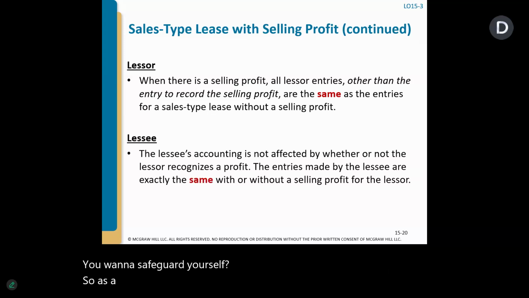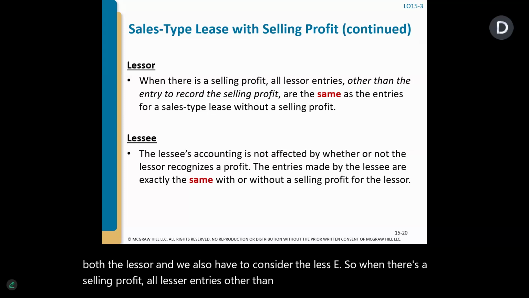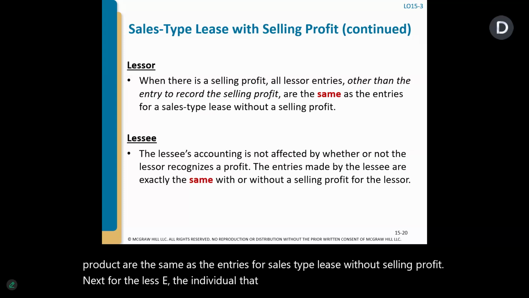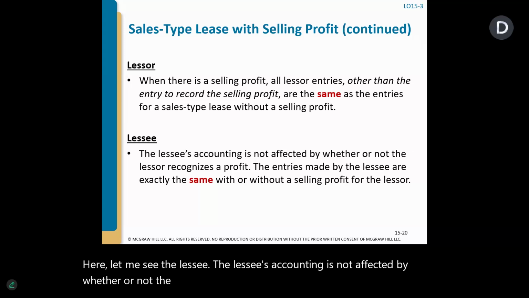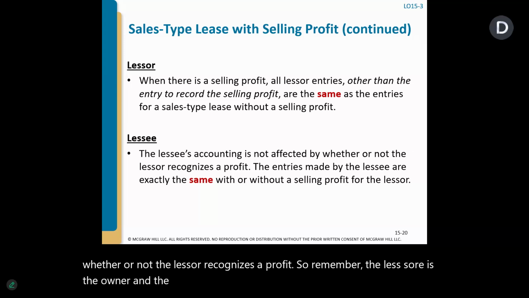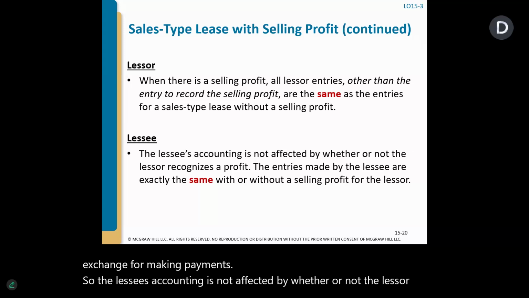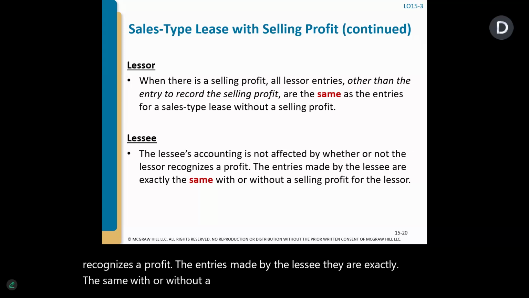As it relates to the sales type lease with the selling profit, we have to consider both the lessor and the lessee. When there's a selling profit, all lessor entries other than the entry to record the selling profit are the same as the entries for a sales type lease without a selling profit. Next, for the lessee, the lessee's accounting is not affected by whether or not the lessor recognizes a profit. Remember, the lessor is the owner, and the lessee is the one that receives the right to use the asset in exchange for making payments. The entries made by the lessee are exactly the same, with or without a selling profit to the lessor.